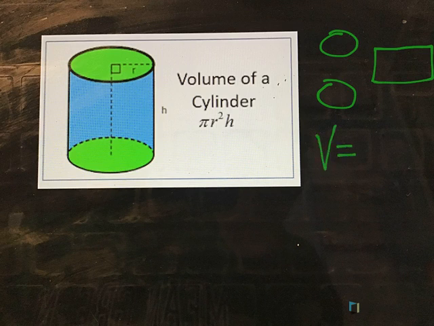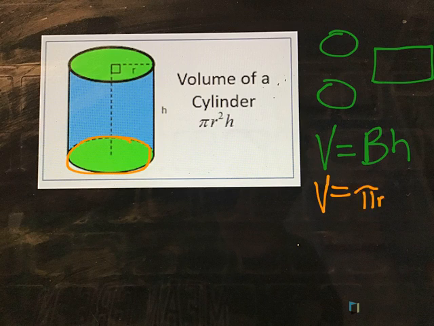Now, this one's easy. Volume equals capital B times H. Capital B times H. But that capital B stands for the area of the bottom shape. So what's my bottom shape? I have a circle here. What's my formula for area of a circle? Pi r squared, as you can see right here. And then I multiply it by the h, which is the height of the 3D shape.